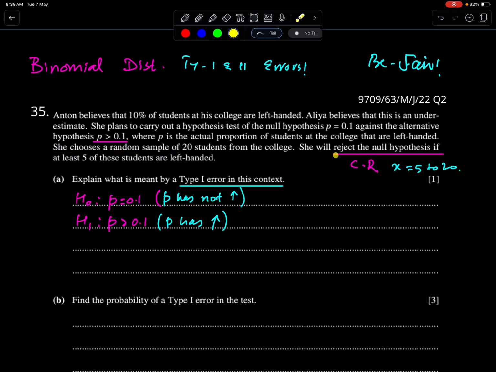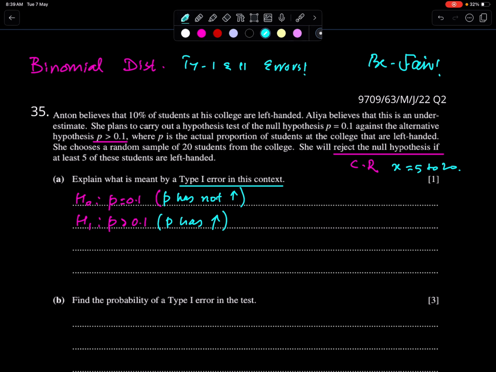She will reject the null hypothesis if at least 5 of these students are left-handed. Rejection of the null hypothesis means critical region. So the critical region for this test is 5 to 20 inclusive. Explain what is meant by a type 1 error in this context. Now, how to describe a type 1 error in the context of the question?